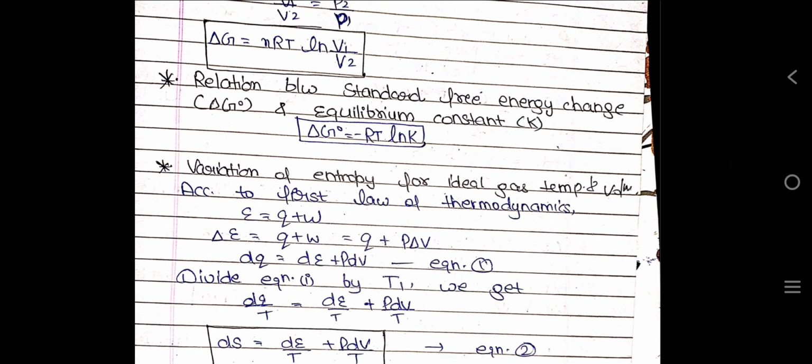By using the relation dG is equal to VdP at constant temperature, for an ideal gas, PV is equal to nRT, V is equal to nRT by P, dG is equal to nRT by P dP.